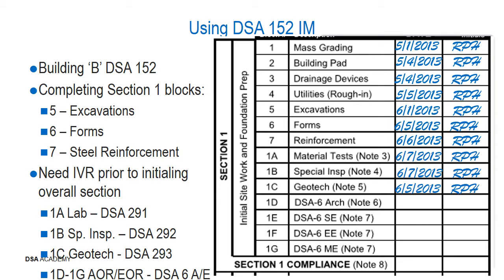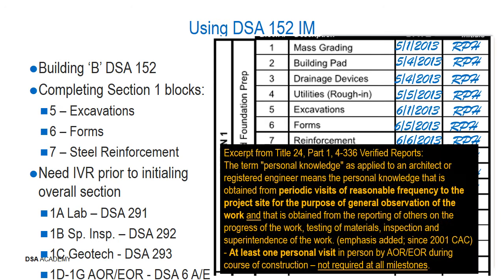And then for the geotechnical engineer, the DSA 293, you'd put the date and initial for that one. And then for the design professional, the architect, who was usually the one in general responsible charge, once you've received that interim verified report, you can sign off for that. And I think it's worth noting that when it comes to design professionals providing you with interim verified reports, the term personal knowledge is worth noting here.